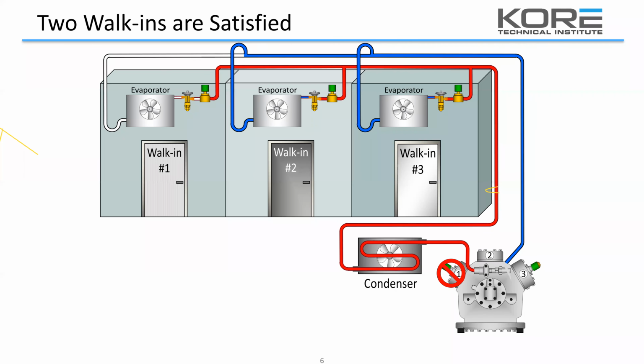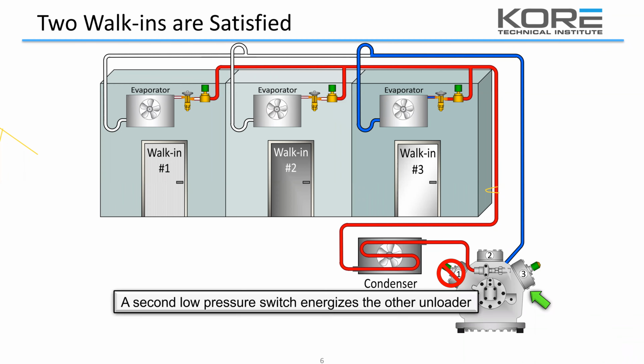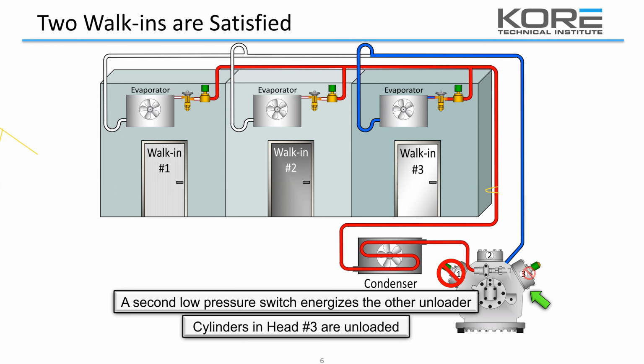As we further decrease load, we'll see here what happens if we shut off evaporator number 2. That's going to stop that flow and even further reduce the compressor's necessary capacity. And so that will then de-energize or disengage cylinder head number 3, and now turning that 30 horse compressor into a 10 horsepower compressor. So now the cylinders that are active are only what is necessary to maintain 1 of the 3 walk-ins.